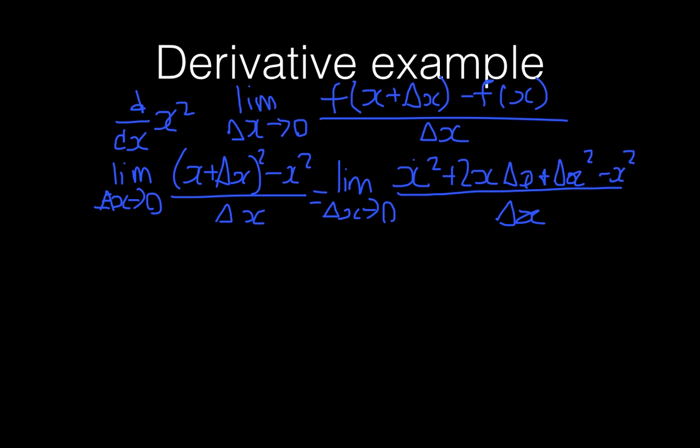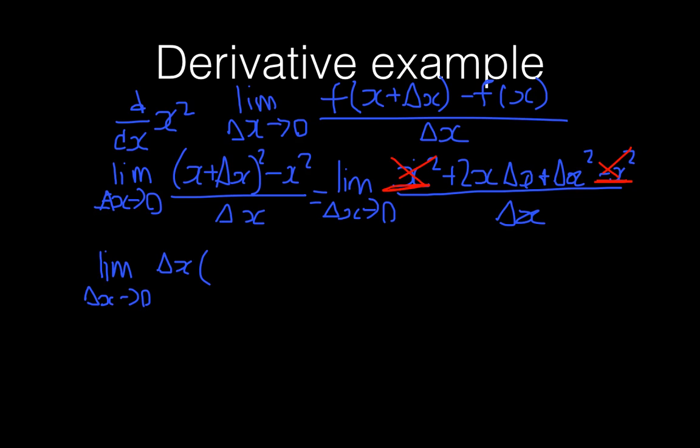Now, here we have a x squared, and here we have a negative x squared. So those are going to just go ahead and cancel out. Now, what I'm going to do is I am going to factor out a delta x in the top.